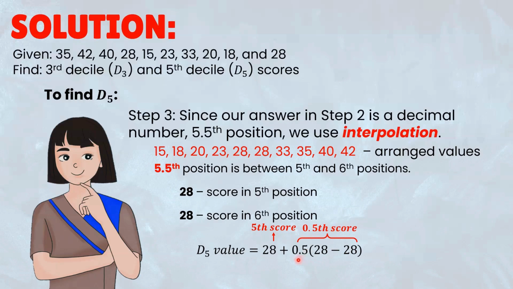So we get 0.5 again from the decimal part of our answer in step 2. This is our sixth score and the fifth score. They are just the same based on this data set only. So we perform the operation. We have 28 plus 0.5 times 0, that gives us 0. So our decile 5 value is equal to 28. All right, so those are our answers for example number 1.